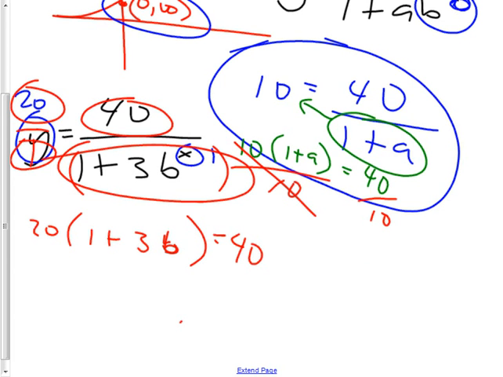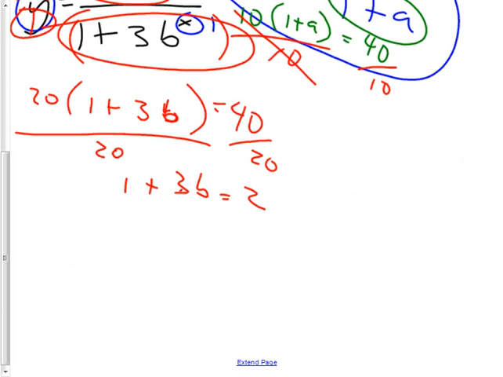Now, got to get rid of the 20. Divide by 20. Again, this will make it go so much cleaner because 40 divided by 20 is just 2. And all that's left is 1 plus 3b. And then I subtract 1 from both sides. 3b equals 2 minus 1, which is 1. So b must equal 1/3.